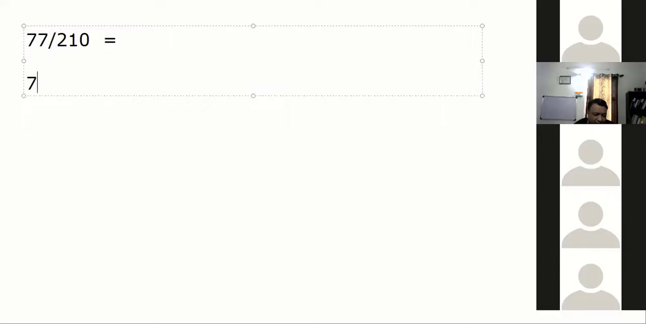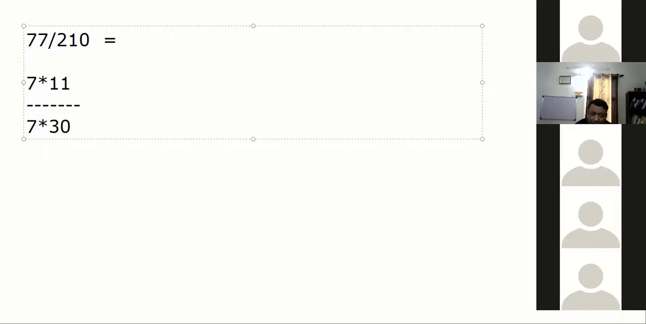77 means 7 times 11. 210 means 7 into 30. Just to simplify first. Simplify. ऊपर क्या हुआ? 11. नीचे क्या हुआ? 30 मतलब क्या हुआ? 2 into 3 into 5. बताओ. Is it terminating or non-terminating, guys?